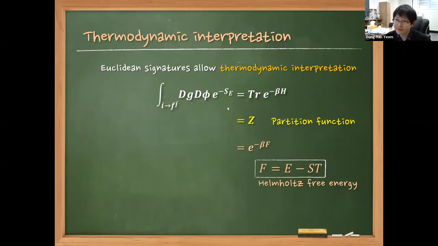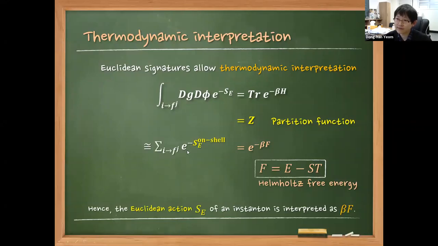And one additional ingredient is that, based on the saddle point approximation, this path integral is well approximated by the instantons. So this is the exponential of minus S on-shell. And then, of course, you can notice that there is an approximation. You can say that approximately, this exponential of minus S_E corresponds to exponential of minus beta F. This is a very important correspondence. Therefore, the Euclidean action S_E over an instanton is interpreted as beta F. This is the principle to provide the thermodynamic interpretations for all instantons. The action integral is related to quantum gravity, so it's more closely related to the microscopic interpretations, and this microscopic computation is related to the macroscopic observables in this way.